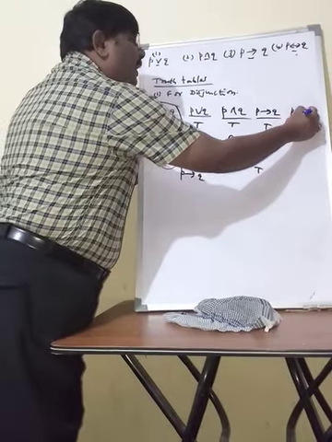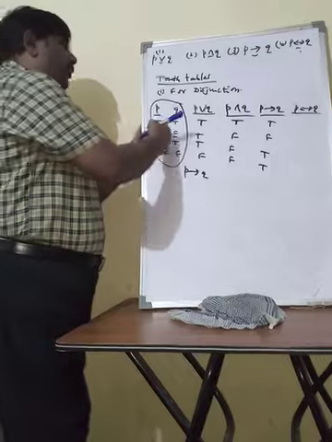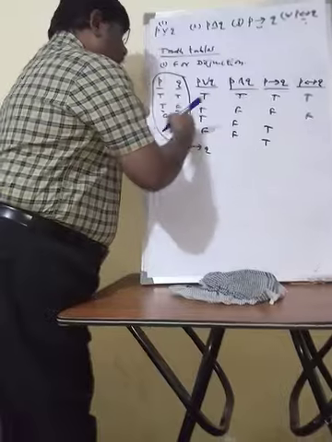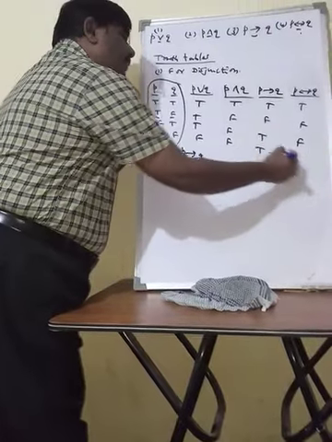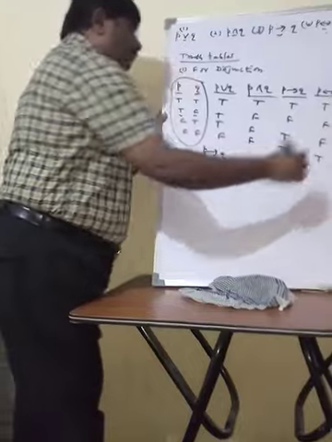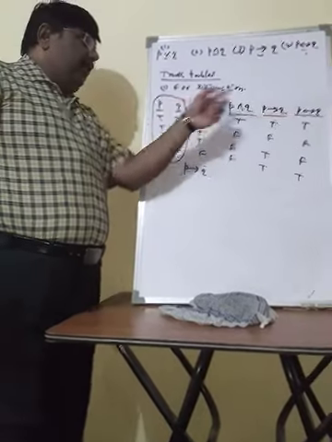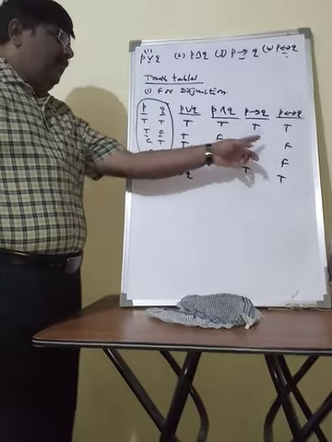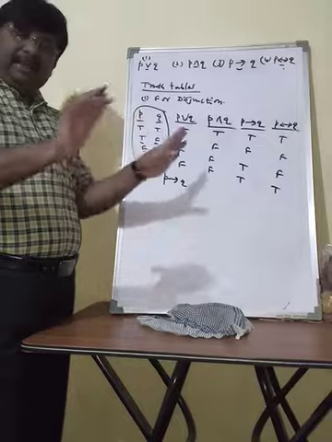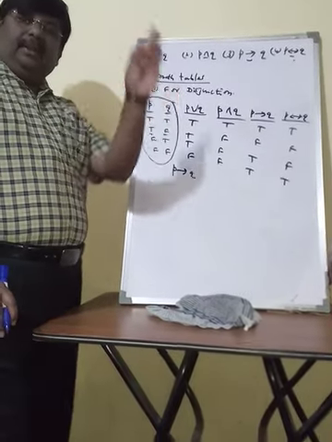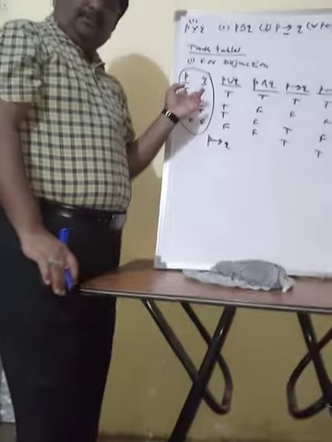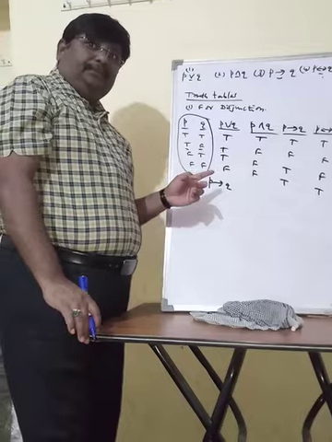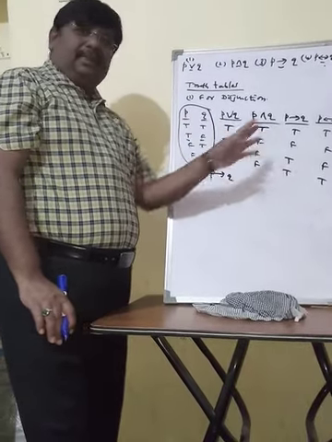Biconditional, P biconditional Q. If both of them are true, true. If one of them is true and the other false, false. If both of them are false, true. Biconditional is true if both of them are true or both of them are false. If one of them is true and one is false, then biconditional is false. Biconditional is true only when both simple propositions are true or both are false.